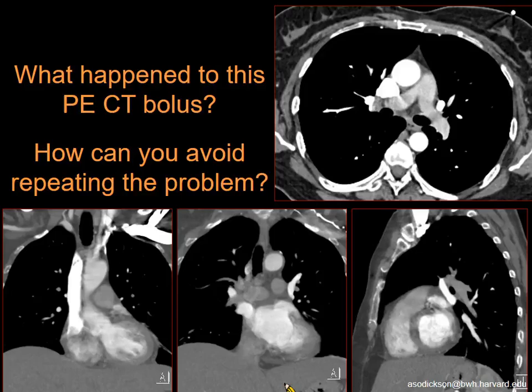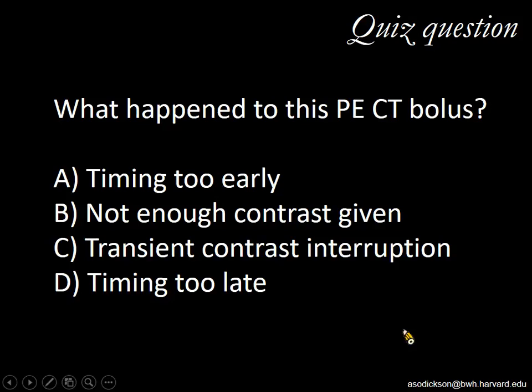Okay, let's move on to the next case. This is a very important one for the residents. So you do a pulmonary embolus CT, and your technologist sends the images to PACS, and maybe they call you on the phone and they say, I don't think you're going to be very happy with this pulmonary embolus CT. What should I do? I still have the patient here on the CT table. So what happened to this PE CT bolus? And this is my next question for you.